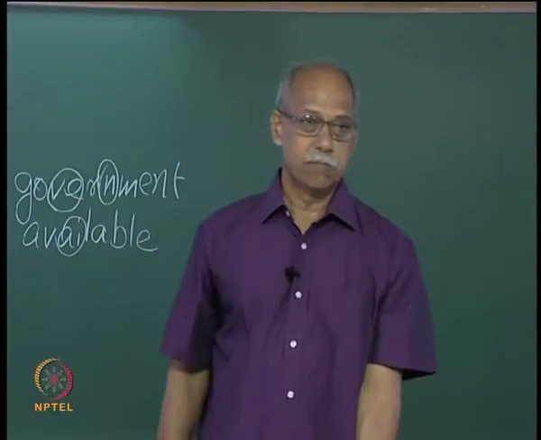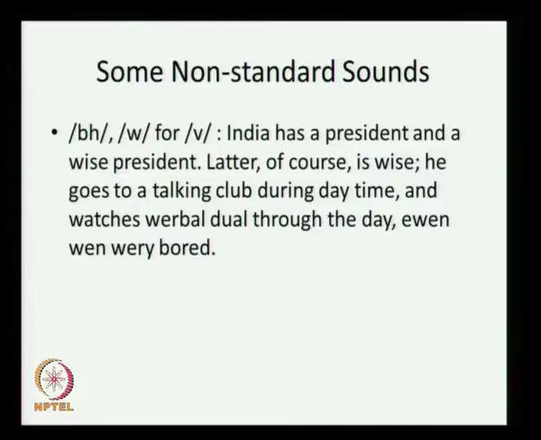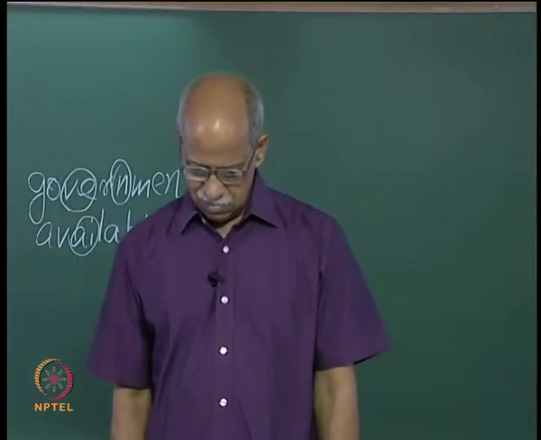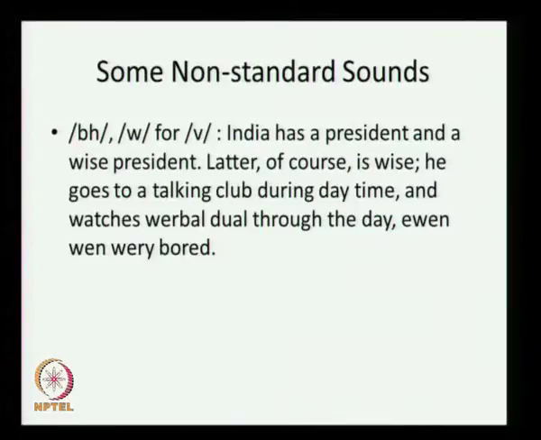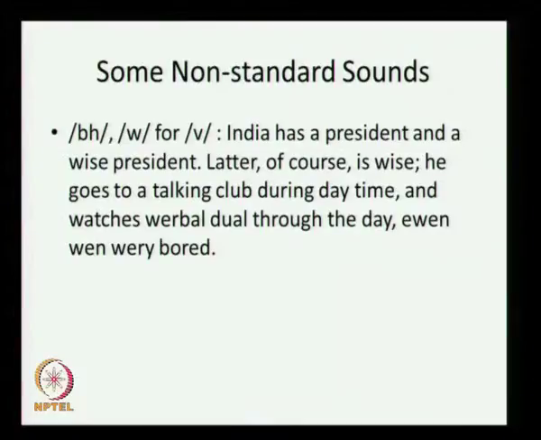Can somebody please read it aloud? Somebody from the central row, you have been sitting comfortably enjoying it like a comedy on TV, please. Okay? Come on. India has a president and a vice president. What should it be? Vice president. Okay, go on. Later, of course, latter. Otherwise, later is LATER; latter, of course, is wise. He goes to a talking club during daytime and watches verbal duel. What should it be? Verbal. Yes. Duel through the day, even when very bored.